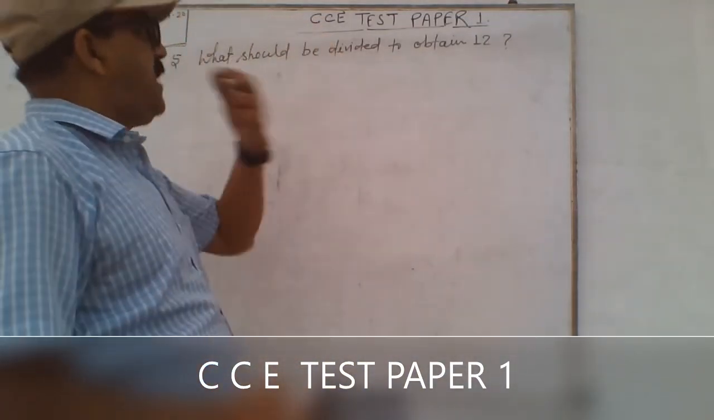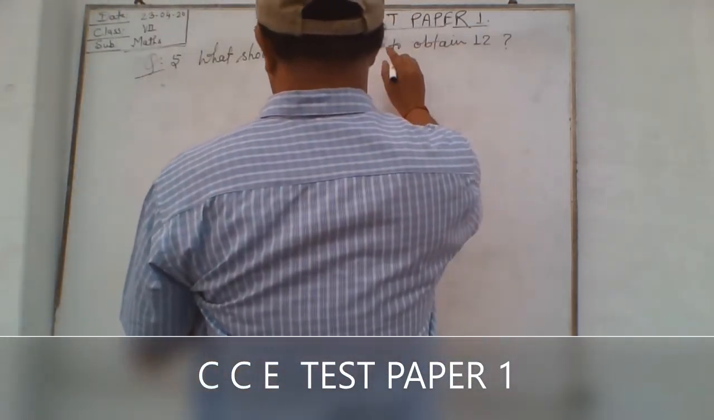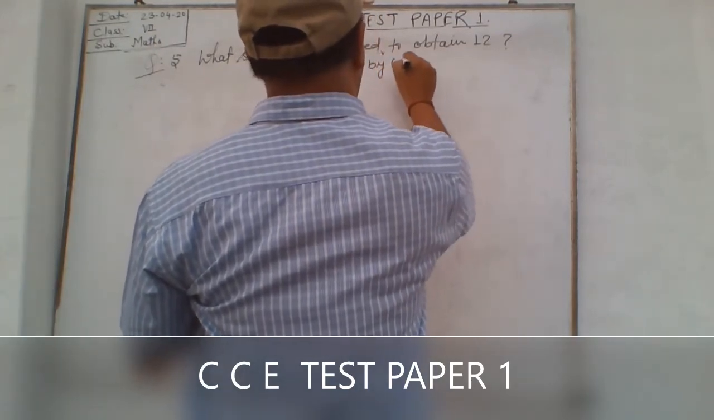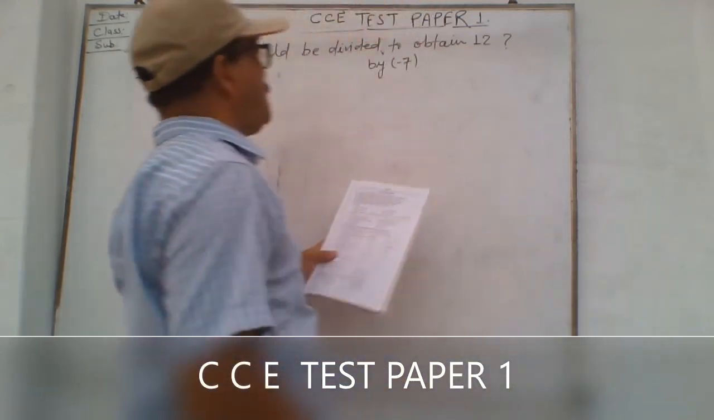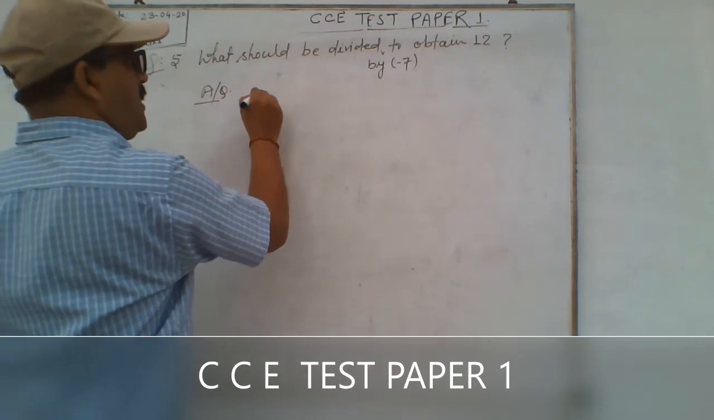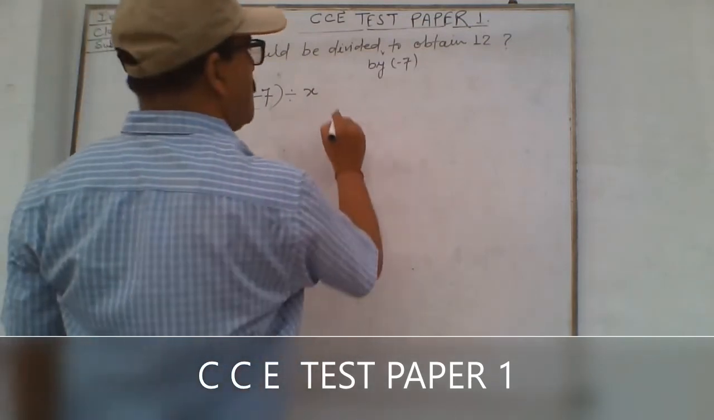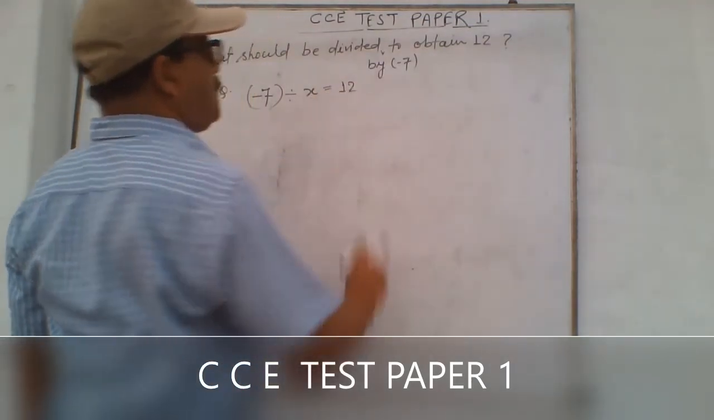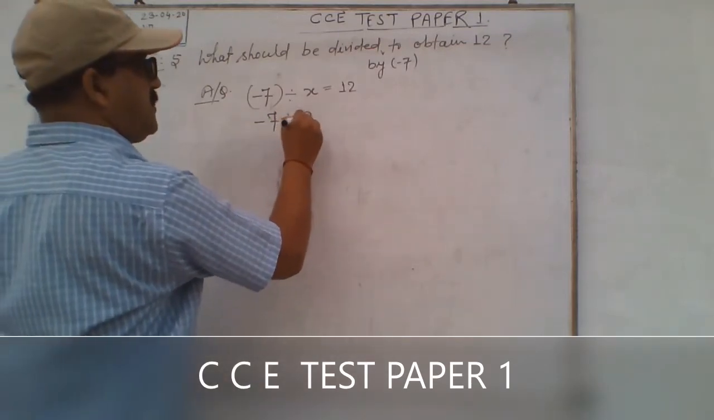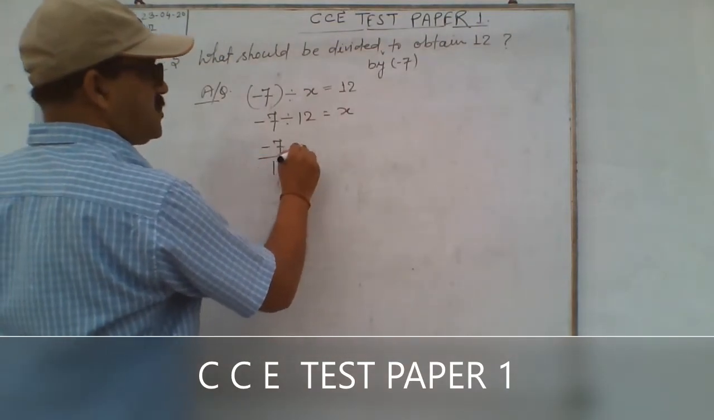What should be divided by minus 7 to obtain 12? According to the question, what should be divided by minus 7? We obtain 12. Again, minus 7 is divided by 12 is equal to x. So minus 7 by 12, this is the answer.